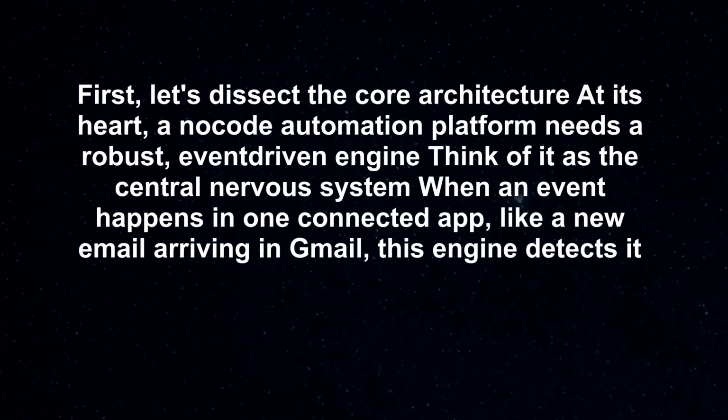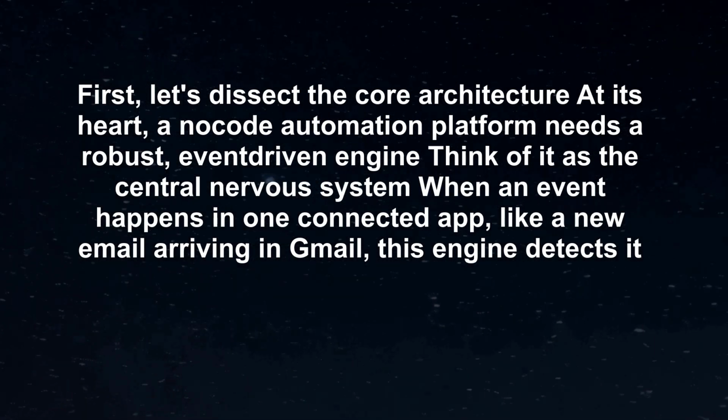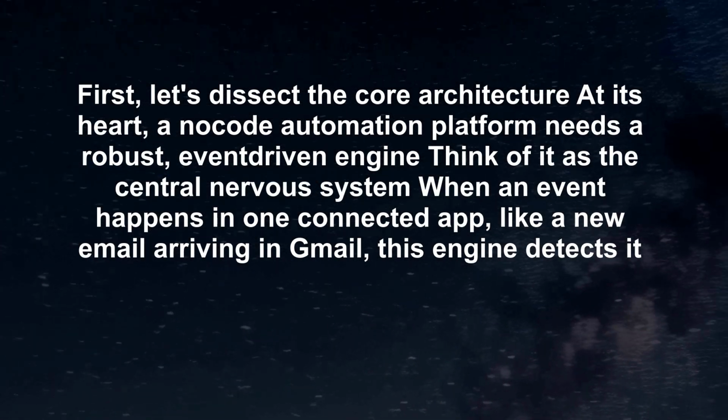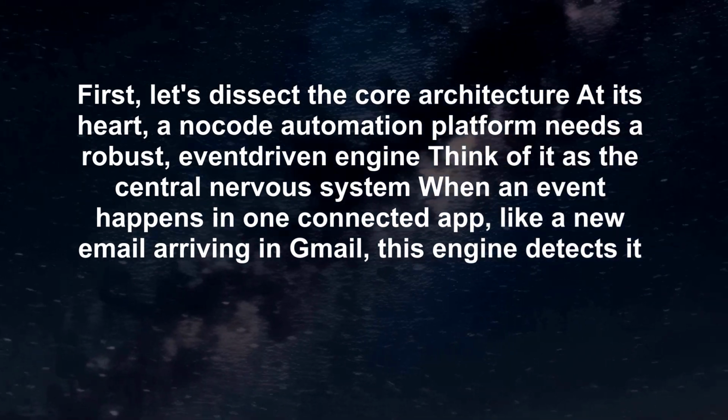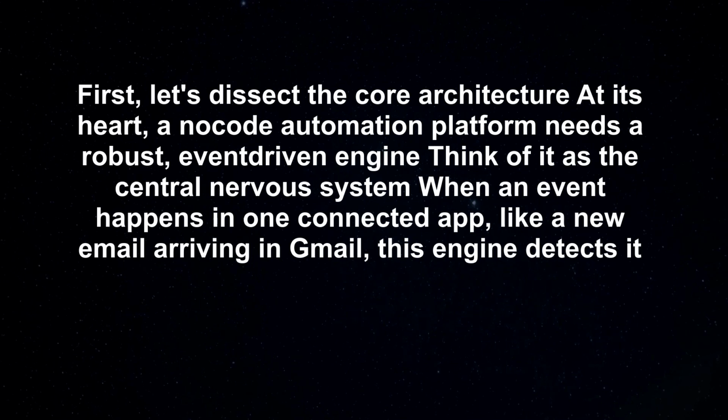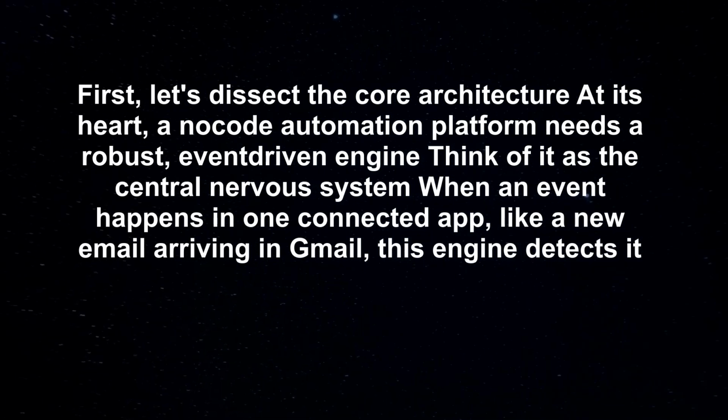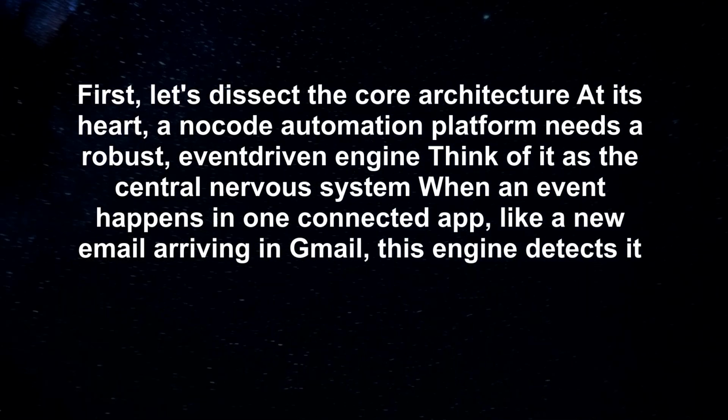A no-code automation platform needs a robust, event-driven engine. Think of it as the central nervous system. When an event happens in one connected app, like a new email arriving in Gmail, this engine detects it.